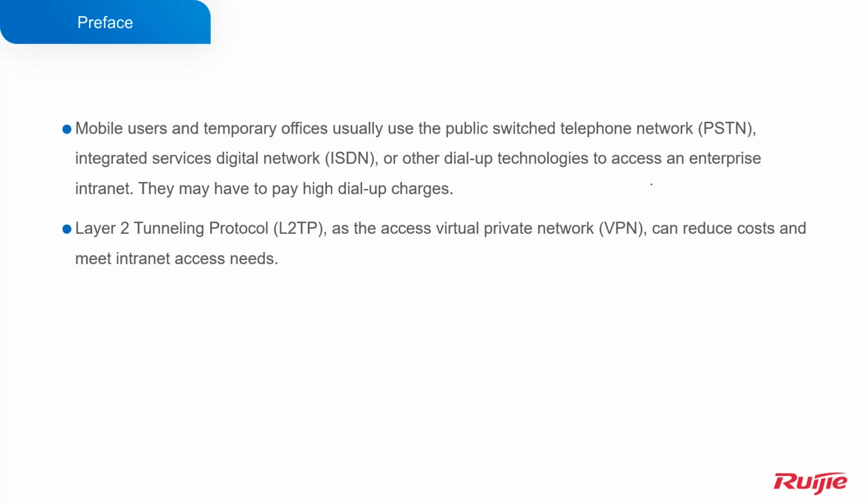can dial up through the public switched telephone network, or maybe the Integrated Services Digital Network, or you can dial up directly to your headquarters, but the fee is very expensive. So we can use the tool L2TP VPN. There are two tunneling protocols, and we can pass through a public network with this VPN. It can reduce the cost and also meet our requirement to get the headquarters resources.